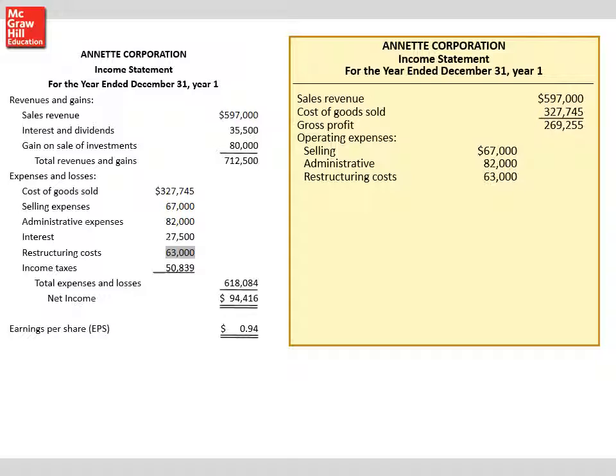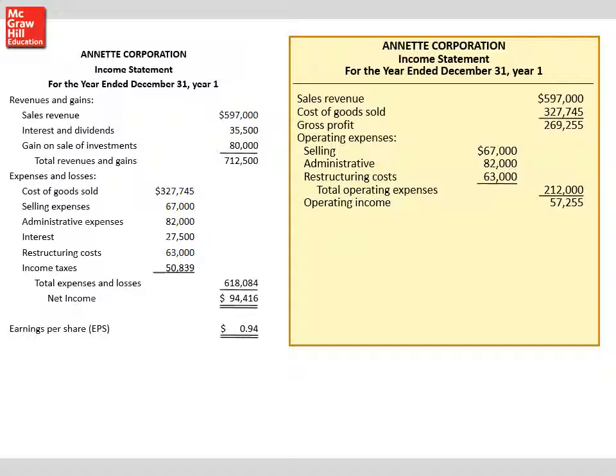Interest expense is not. Interest and dividend revenue is not. Gain on sale of investments is not. So our total operating expenses are those three components added together. Subtract those from gross profit to get that operating income. So now we've just isolated how much income was purely from operations.